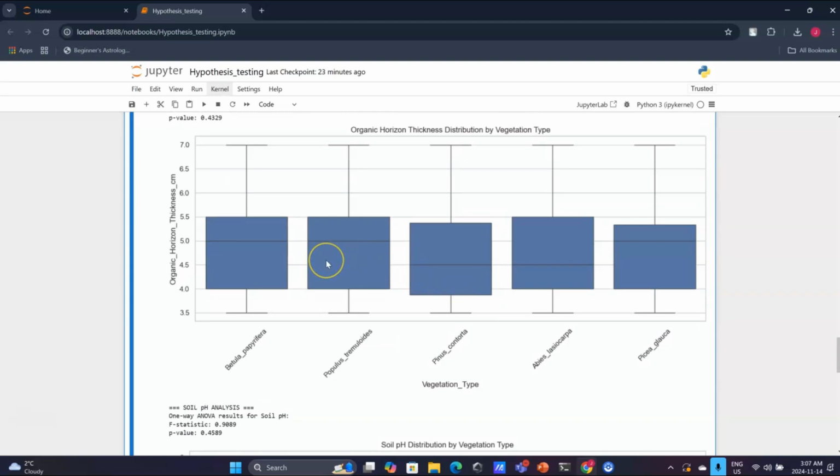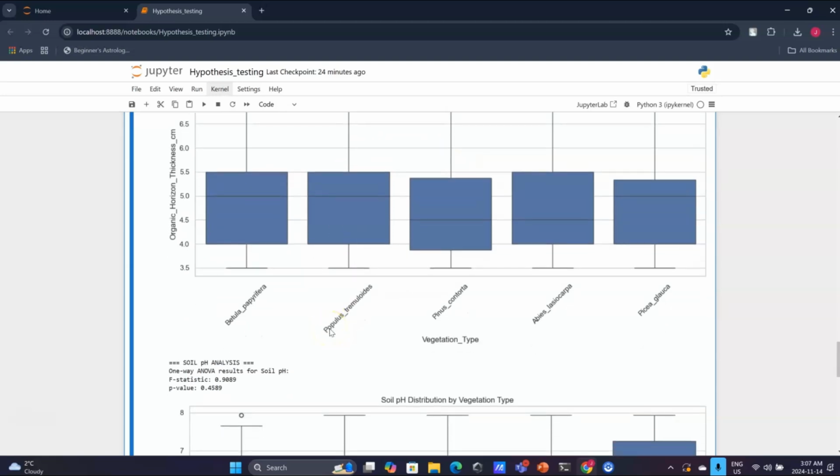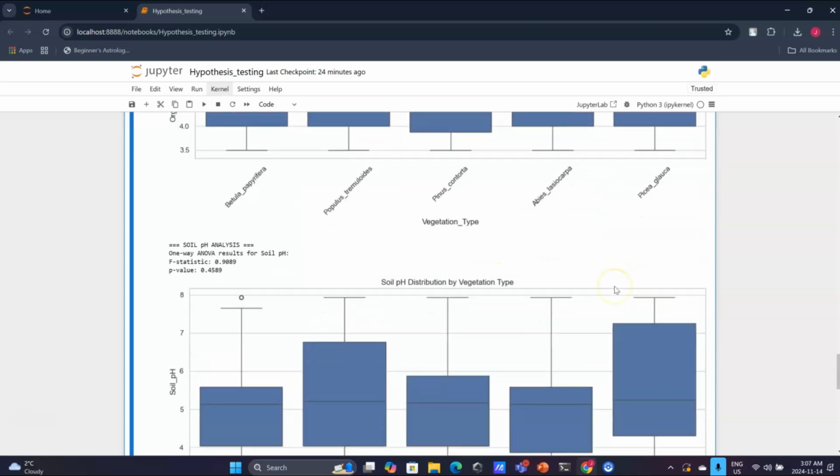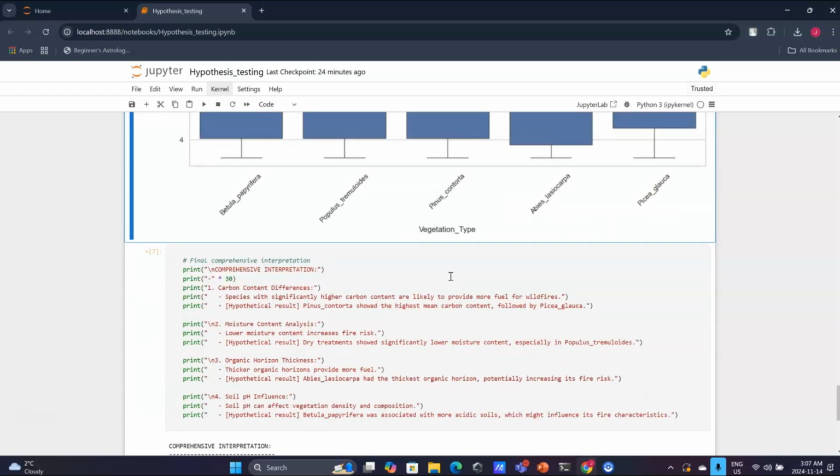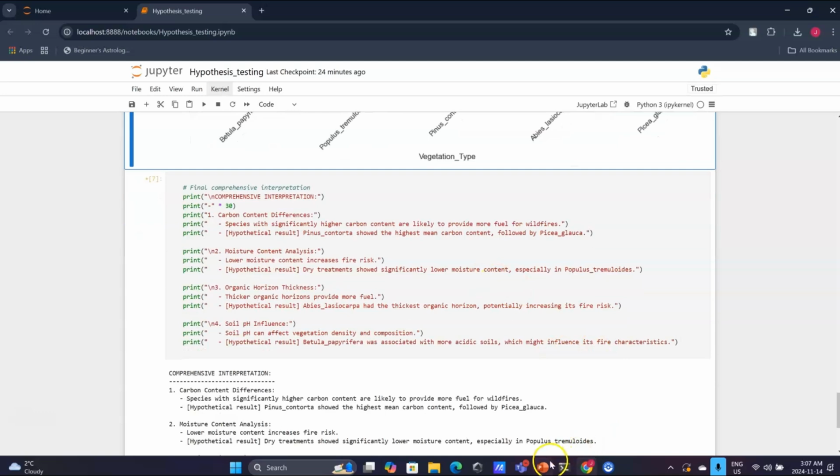From this, we can see that Betula papyrifera and Populus tremuloides have around an equal amount of horizon thickness. And we can see that Picea glauca has the maximum soil pH. So from this analysis, we can interpret many things.